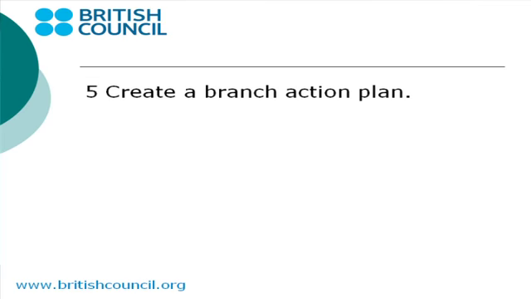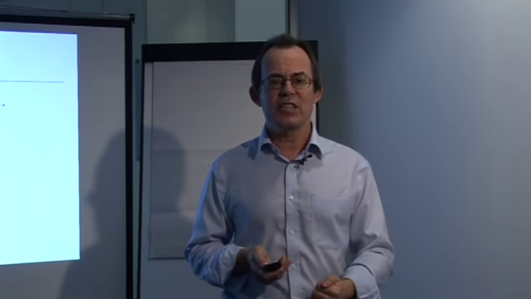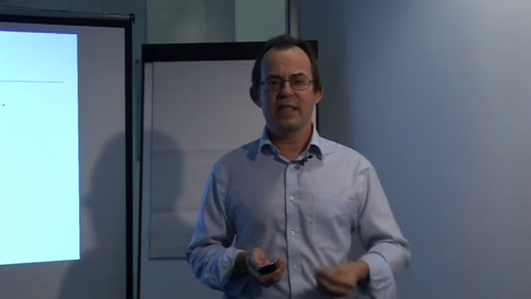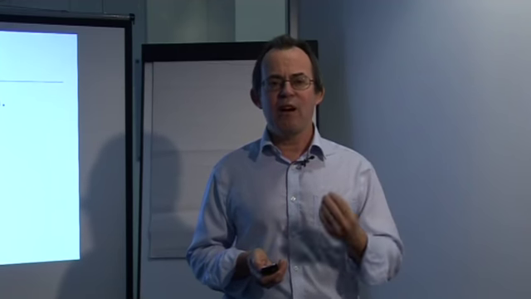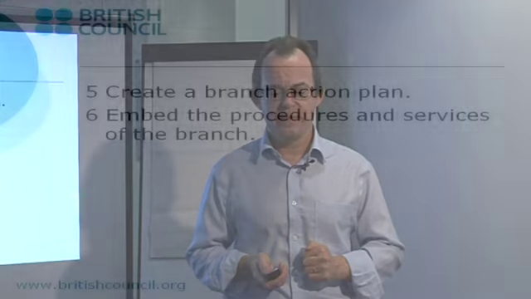The fifth thing is to create a branch action plan. So in other words, to go beyond the signature event and to make sure that the new TA branch has a clear plan for their first year of operation, in which they know how many activities they want to put on and how frequently the leadership group is going to meet.